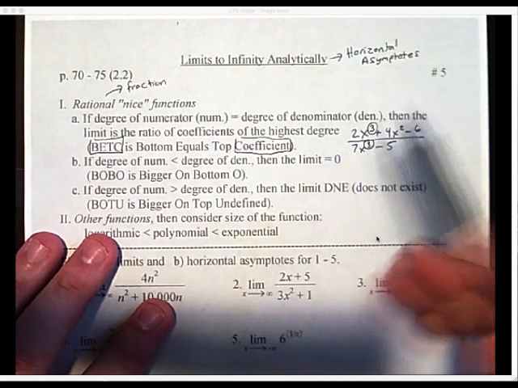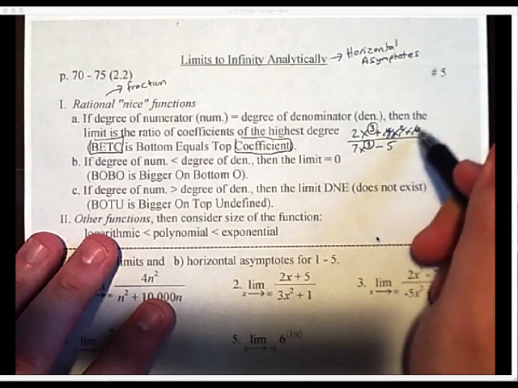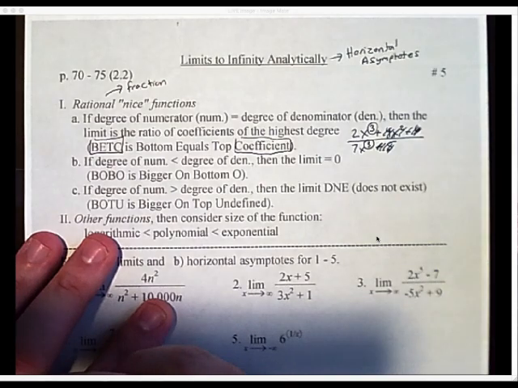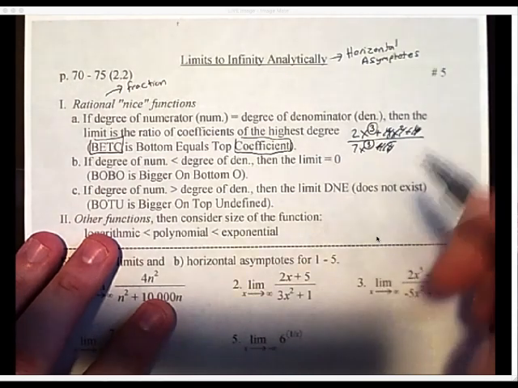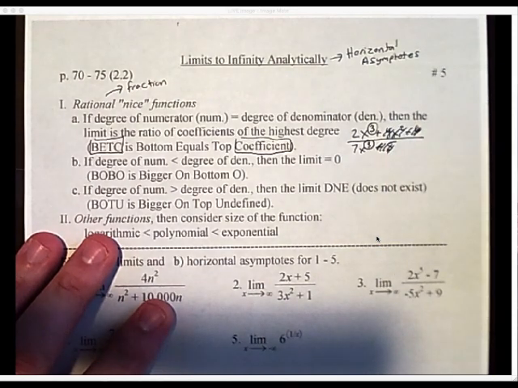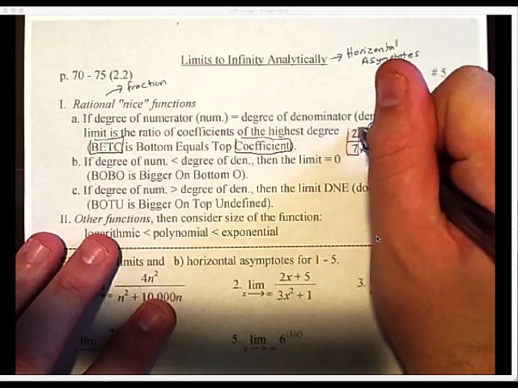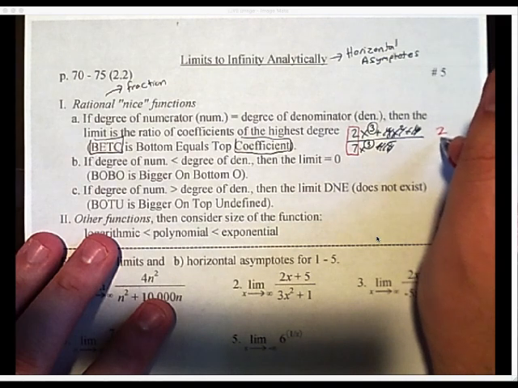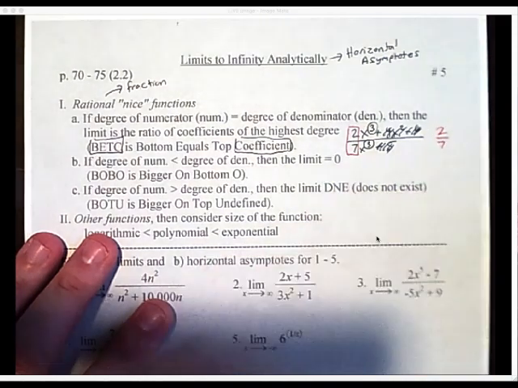And when that's true, the stuff after it doesn't matter, just the highest power term. All we do is look at the coefficients. So there, the limit, or the horizontal asymptote, would occur at 2/7.